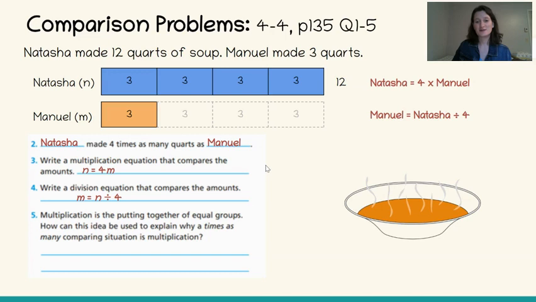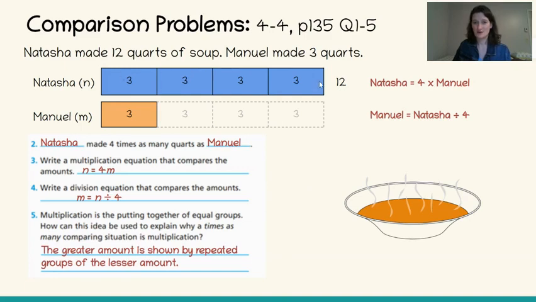Well, when we're doing times as many, we are taking one group and we are repeating that group to see how many times as many. So the greater amount in our comparing equations is shown by just repeating groups of the lesser amount. That's why times as many is a way of showing multiplication when we're comparing, when we're using equal groups. You can take a moment to jot that down at the bottom of page 135.